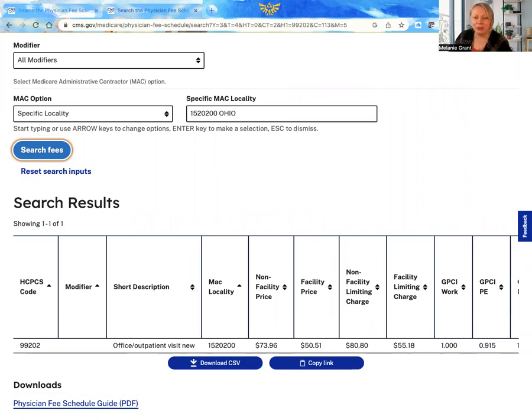Hence the reason that we would, of course, always look up our information. Never try to go off of memory of what something is, but rather pull up your information based off of the codes for each encounter. And if you have questions as you're going through this, remember there's a lot of resources available.